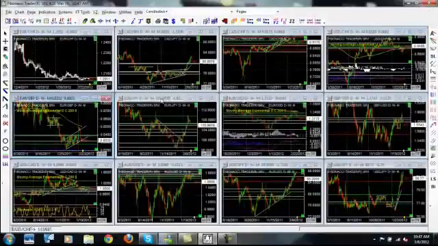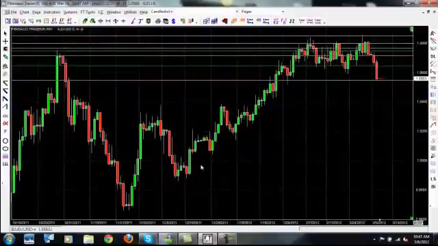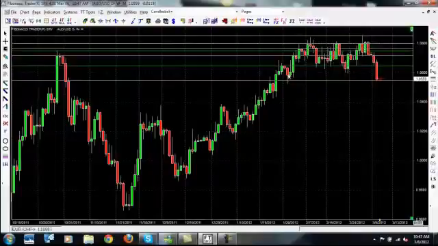Now let's look at a currency pair that we've just been trading. And this is the Aussie US dollar. Now, as you can see, the Aussie dollar has been trending up for some time. So our strategy works best when we are trading these ranges, these channels. Okay, but what do we do when the market starts trending?